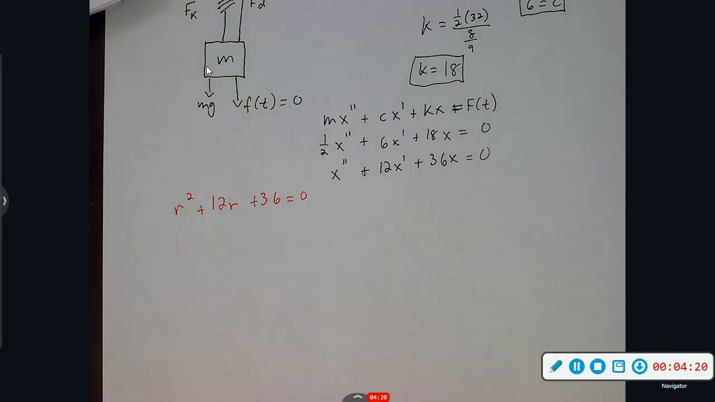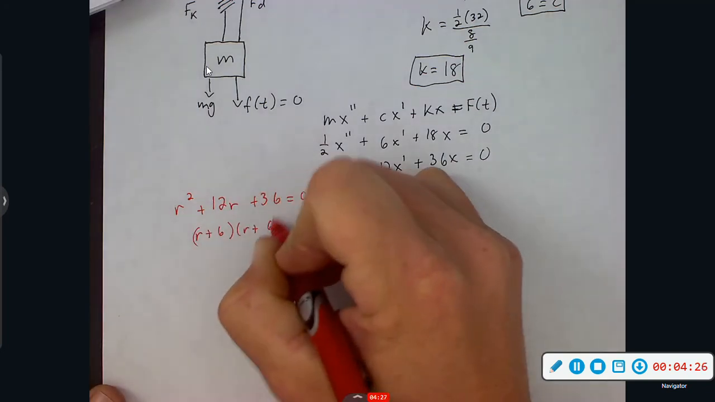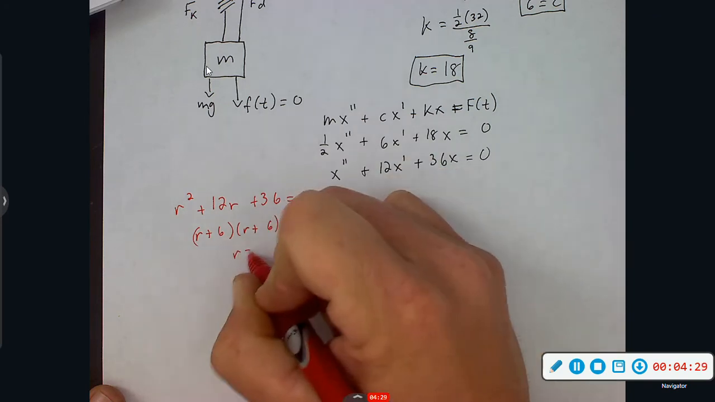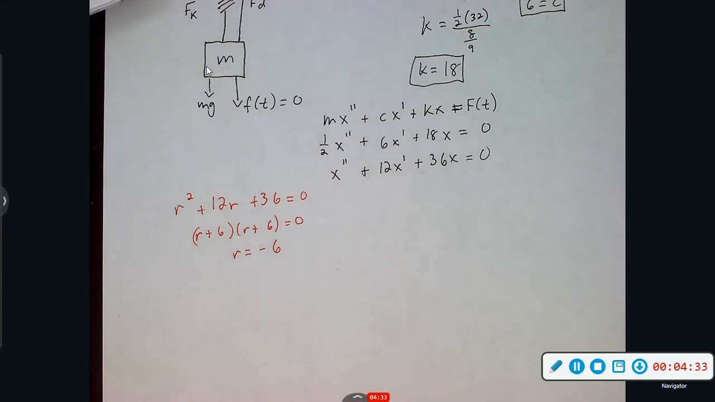R squared plus 12R plus 36. Alright, so we are going to factor said thing, and that would factor into R plus 6, R plus 6, so it's the same root. Which case is this, number 1, 2, or 3, guys? Yeah, that's case 2, because it's the same.